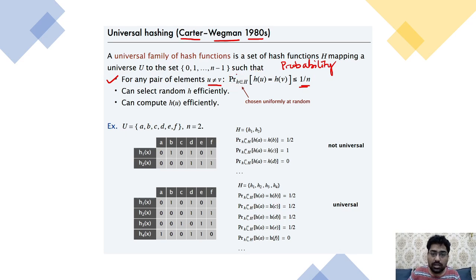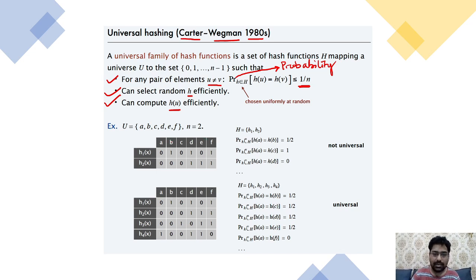Small h is a hash function, and H is a set of universal family hash functions, where our target should be less than or equal to 1 by n. Then we can say it's a part of the universal family, otherwise we cannot accept that one. But we can select a random h efficiently and can compute h of u efficiently. So we have to check the probability first, then we can go for the efficient checking of this one.